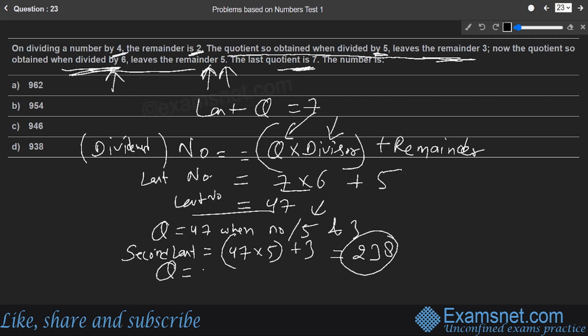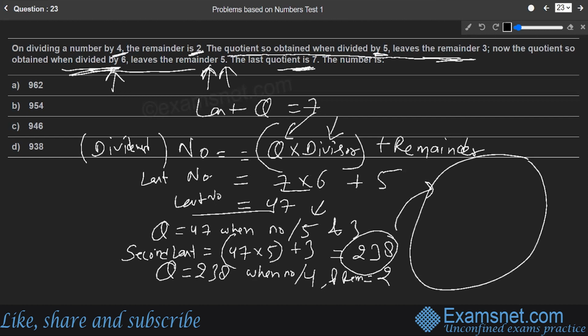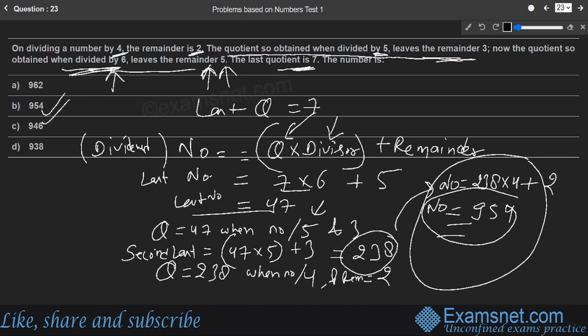What happened in the first division? The quotient was 238, the number was divided by 4, and the remainder achieved was 2. So again we can create the number of the first step, that is quotient into divisor plus remainder. The quotient used will be 238, the divisor is 4, plus the remainder 2. If we solve this, it comes out to be 954. So the first step number was 954, and that is available in option B and becomes the right answer for us.